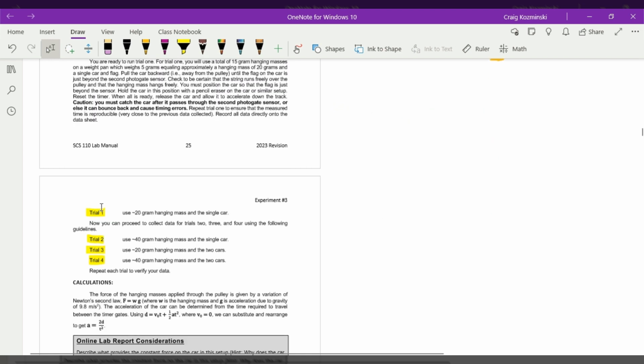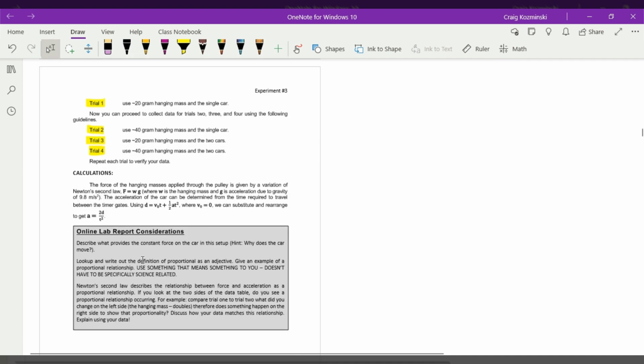If you look here, in trial 1, we will have 1 car and a hanging mass of 20 grams. In trial 2, we will have 1 car and a hanging mass of 40 grams. In trials 3 and 4, we will repeat the experiment, but this time using 2 cars, and again, progress from a mass of 20 grams to 40 grams. In order to be successful in your calculations, I strongly encourage you to read through the calculations portion. This will give you a good idea of what to focus on in your preparation.